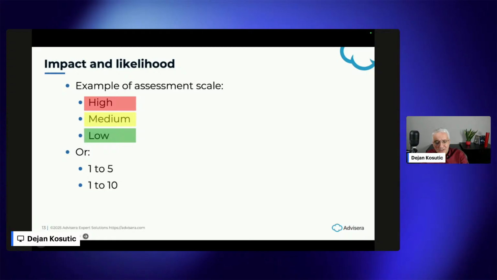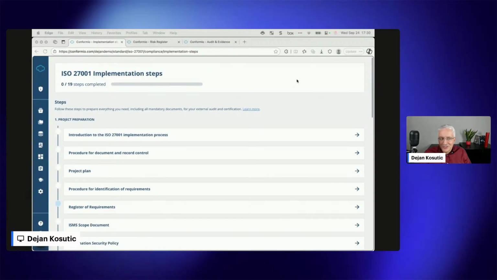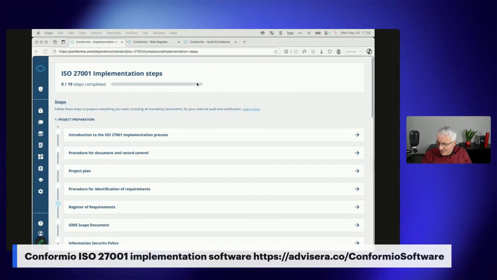Okay, now let me show you how you can speed up this whole process of listing the assets, threats, and vulnerabilities. What I'll show you is a small GRC software, or ISO 27001 software, that you can use to implement these standards in your company. As you can see, it's on the screen now, and it shows you these implementation steps.